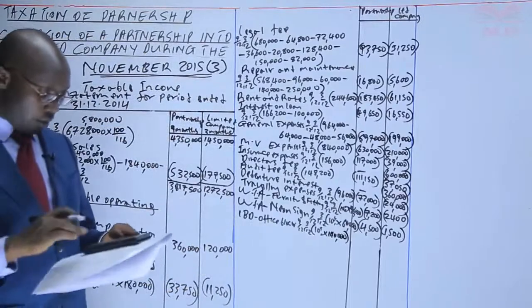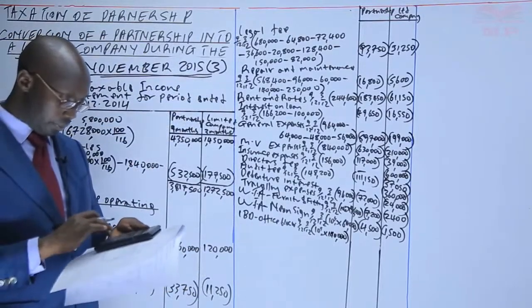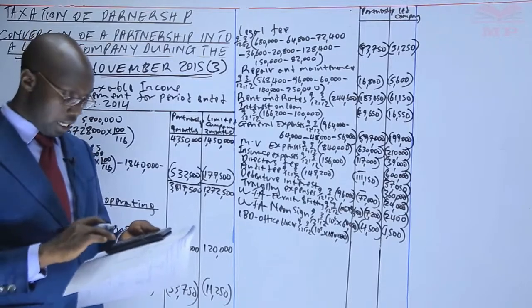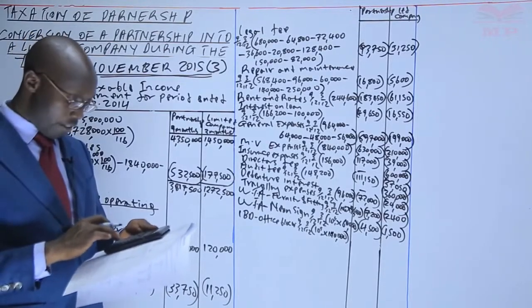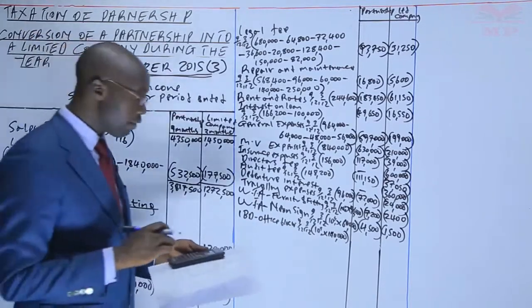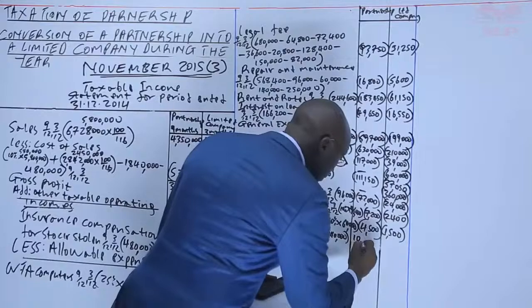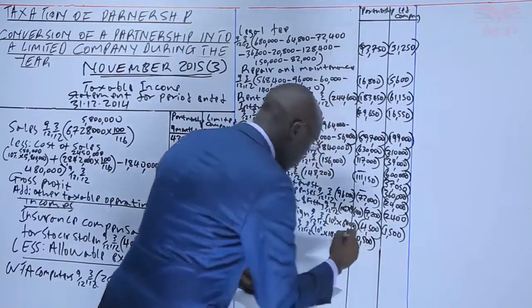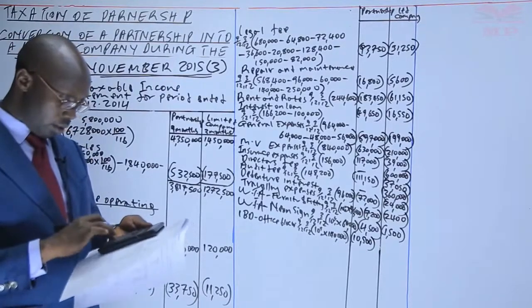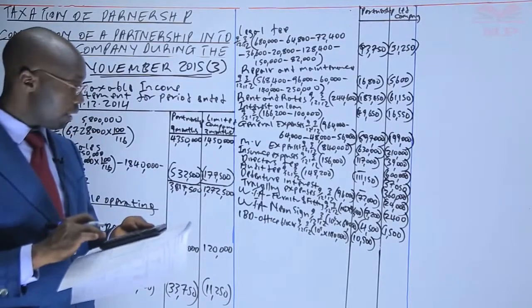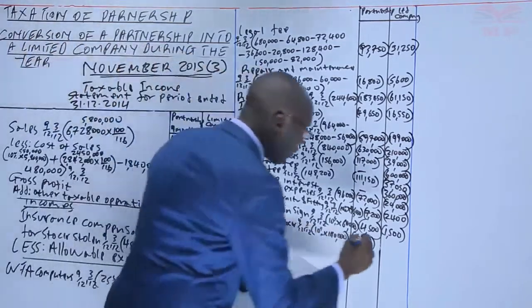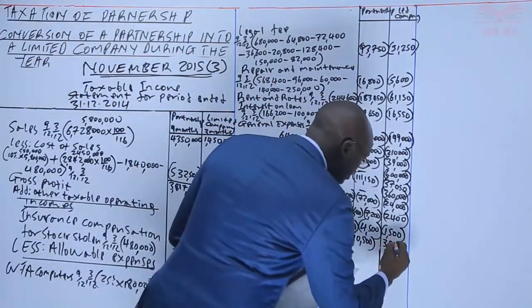So 10% of 140 gives us 14,000. Then times 9 divided by 12, that gives us 10,500. The other one would be 3 over 12 of the 14,000, gives us 3,500.